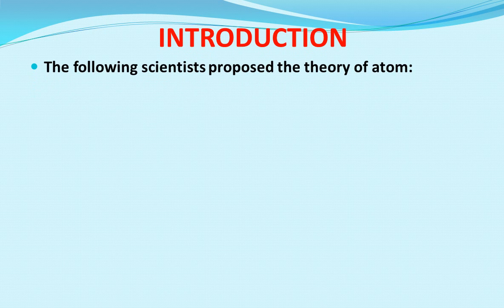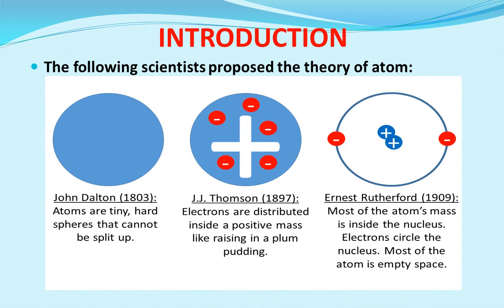First, we have to see the various theories of the atom proposed by different scientists. What is the shape of the atom, and what are the particles present inside the atom? A lot of scientists described this as per their explanation. First, who described the atom? That is John Dalton in 1803. He proposed that atoms are tiny, hard spheres, but they cannot split up. That is the part that John Dalton explained.